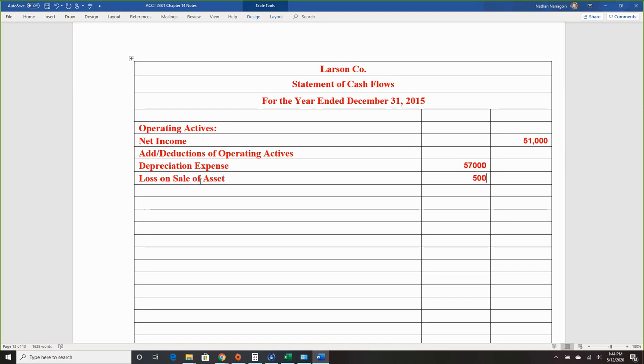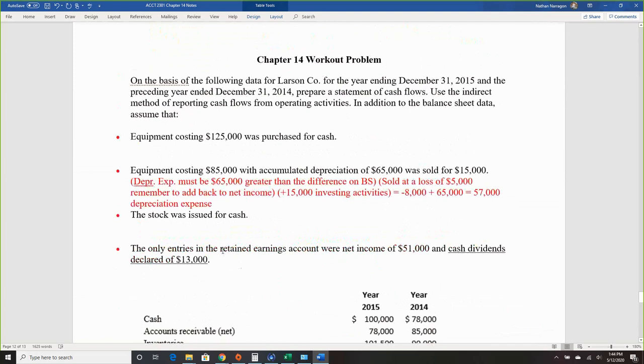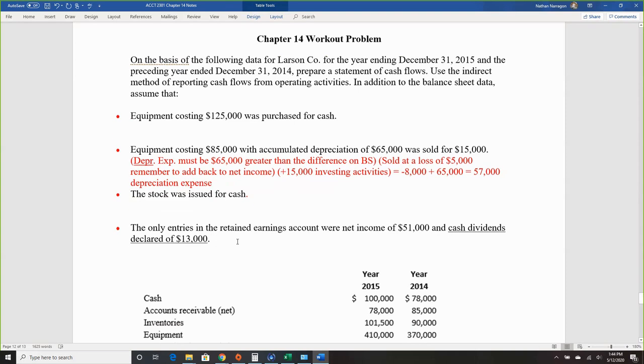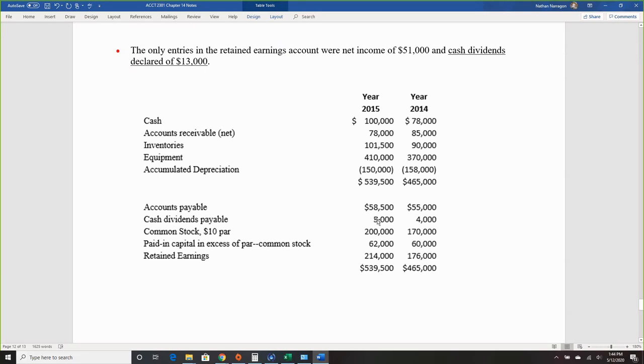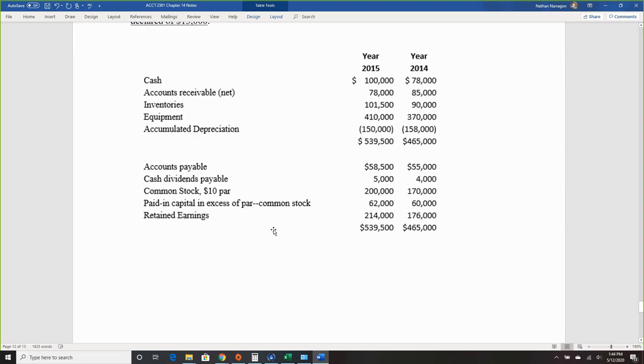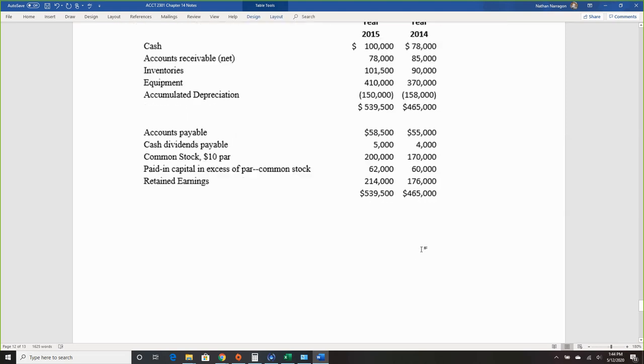Okay. So that was 5,000 being added back. Okay. So next, we would look into our changes in current assets, non-cash current assets, and our changes in current liabilities. For this example, this workout, we only have three. So accounts receivable, inventories, and accounts payable. Remember, we do the opposite for accounts receivable and inventory, current assets. And for our liability, wherever the change is, if it's a decrease or increase, we actually do that.